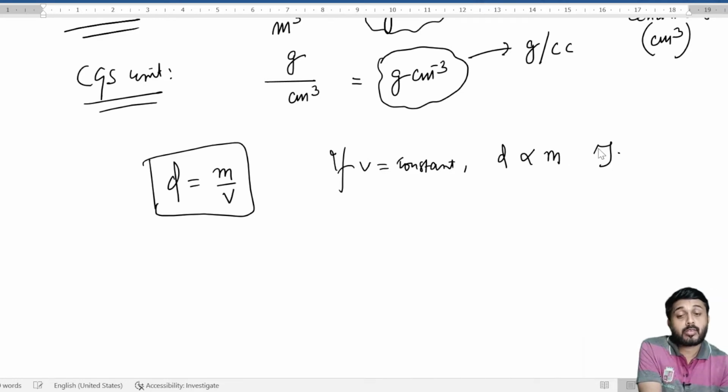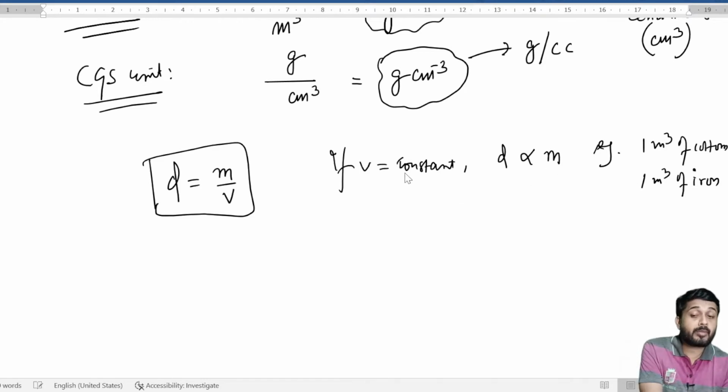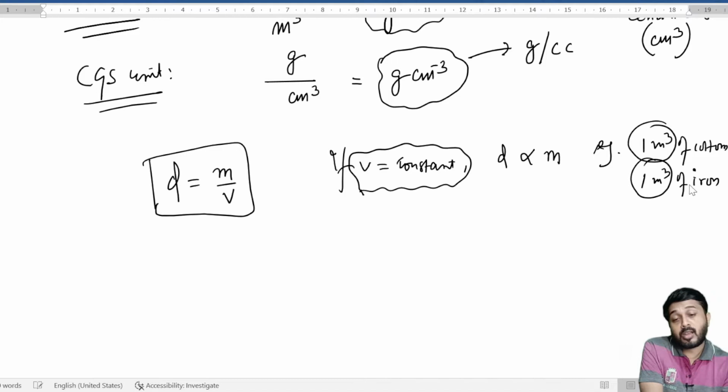Now just remember the example which I just told you. If you take 1 meter cube of cotton and 1 meter cube of iron, I've kept the volume constant, keep it in mind. 1 meter cube is the volume for both cotton and iron, right? If the volume is kept constant, the more the mass, the more the density.